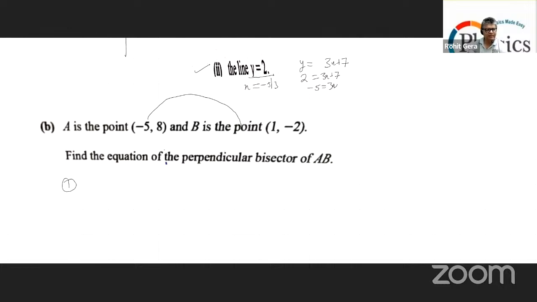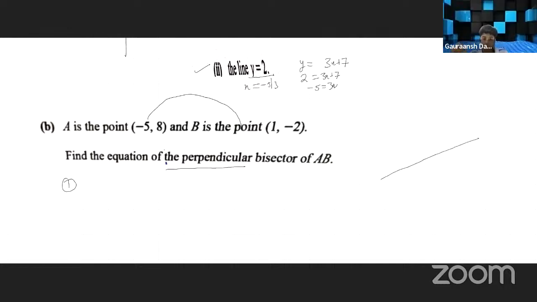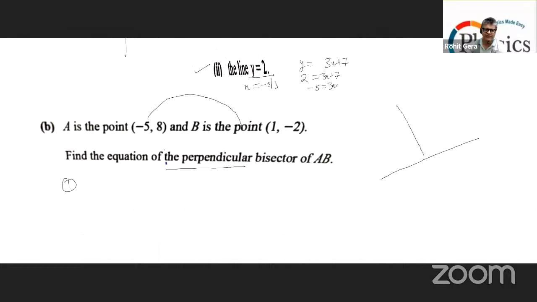because it's a perpendicular bisector. What is a perpendicular bisector? If there is a line, the perpendicular bisector divides it into two equal parts. It touches the midpoint. So if this is my L1 and this is a perpendicular bisector, then this point is the midpoint of L1.